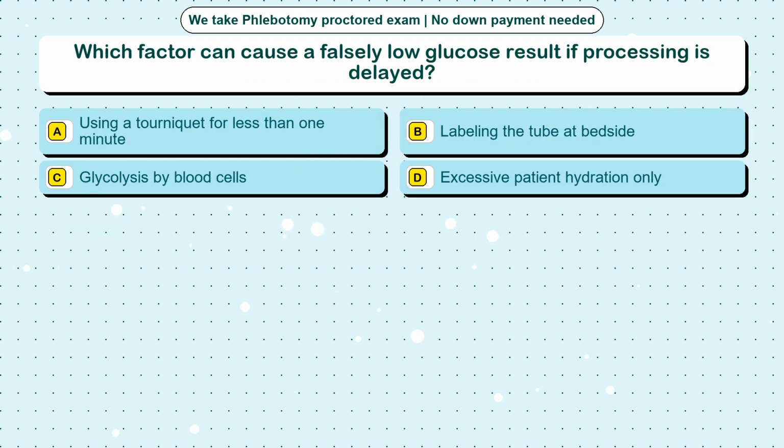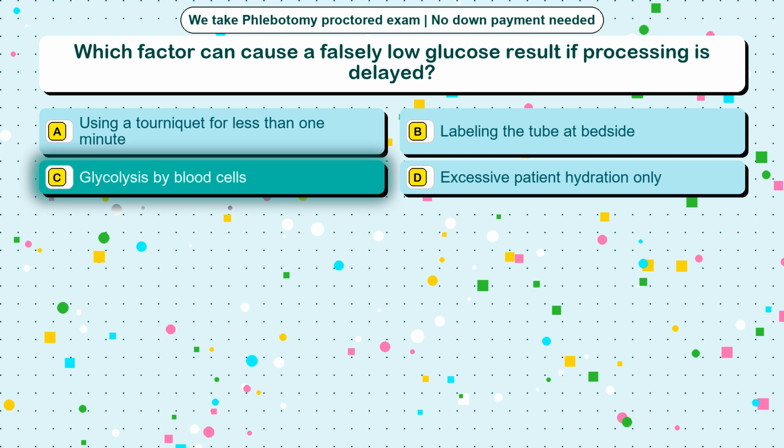Question 52. Which factor can cause a falsely low glucose result if processing is delayed? Option A, using a tourniquet for less than 1 minute. Option B, labeling the tube at bedside. Option C, glycolysis by blood cells. Option D, excessive patient hydration only. The correct answer is option C, glycolysis by blood cells.